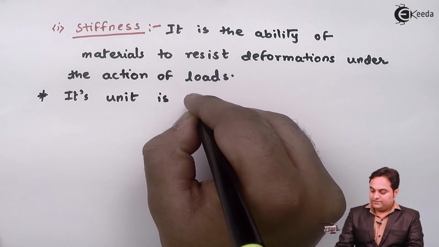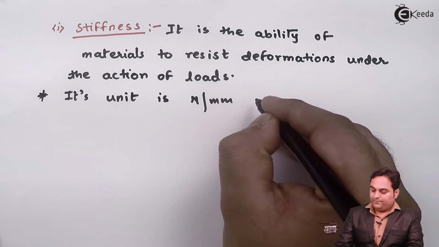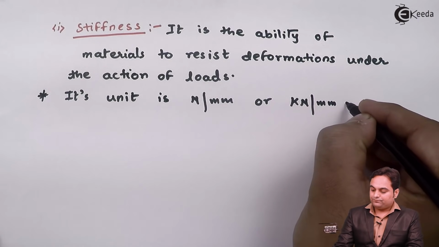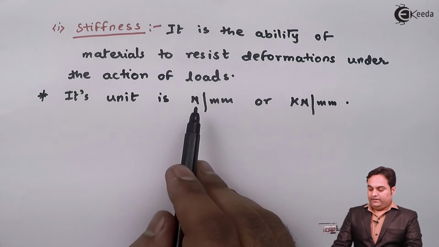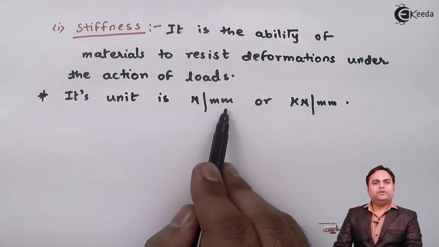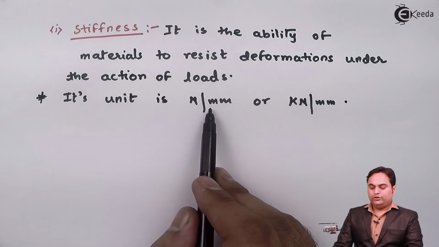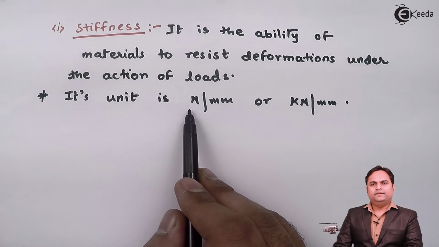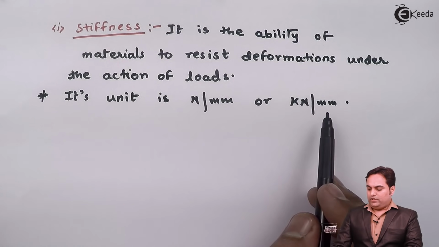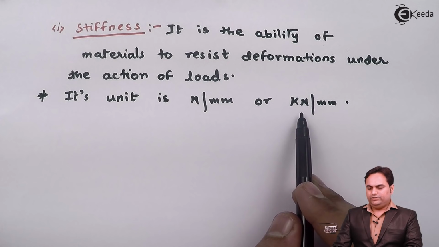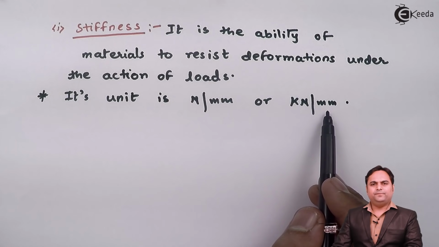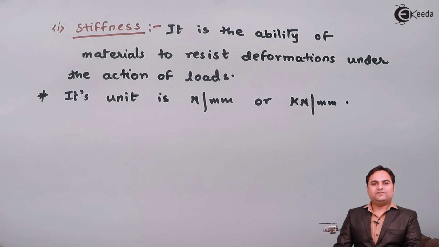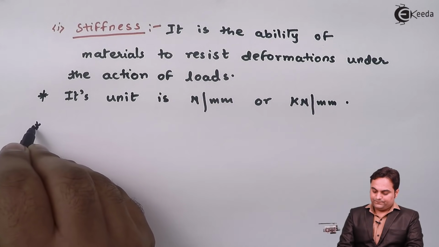Its unit is Newton per mm or kilonewton per mm. It is load to produce per unit deflection. That is, in order to produce a deflection of 1 mm, how much load should be applied? That is in terms of Newton. Or if it is in terms of kilonewton, then again, to produce a deflection of 1 mm, how much load in kilonewton should be applied? So that is the meaning of stiffness.